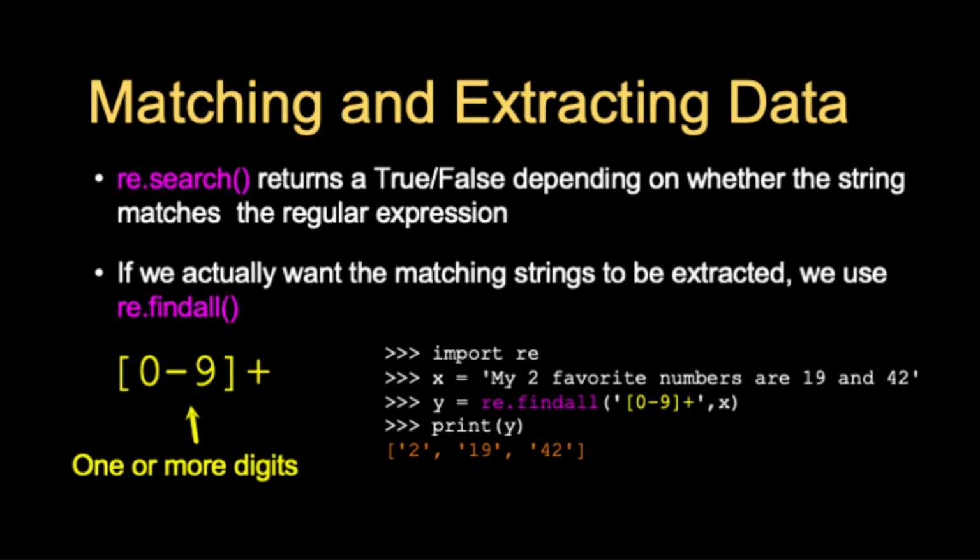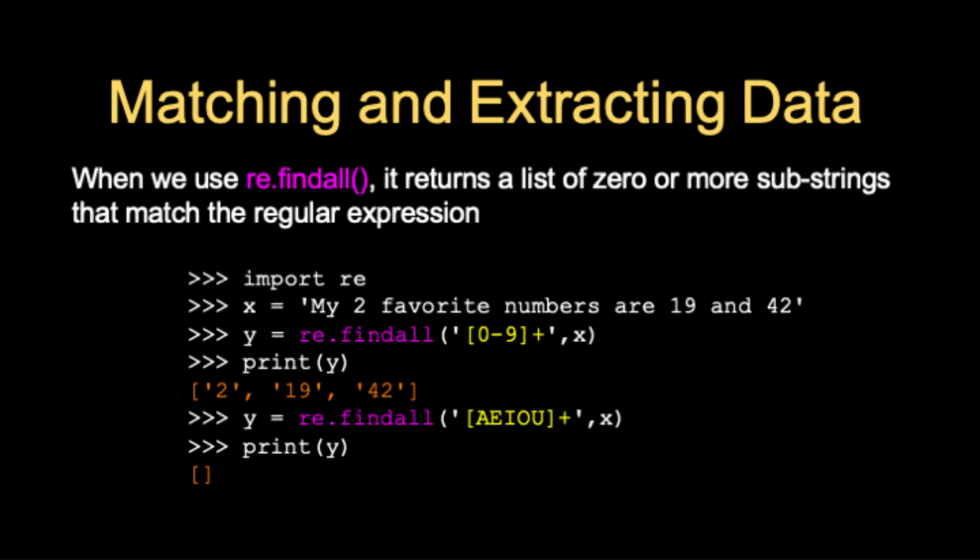While re.search tells us if a pattern exists, re.findall is used to extract the matching text itself. It returns a list of all matches. Consider the string "My 2 favorite numbers are 19 and 42." If we want to extract all numbers, we can use the pattern [0-9]+. The [0-9] defines a set containing all digits. The plus means one or more of these digits. When we apply re.findall with this pattern, it returns the list ['2', '19', '42']. If a pattern does not match anything, re.findall returns an empty list. This is extremely useful for data extraction.